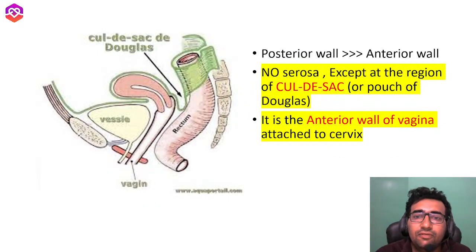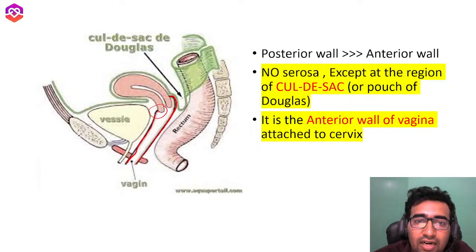If you look at the wall of the vagina, see, I'm drawing here. This is the anterior wall. Anterior means front portion. This is the posterior wall. Can you see? The posterior wall is a little bit elongated. The anterior wall is shorter than the posterior wall. Which wall touches the cervix, anterior wall or posterior wall? Of course, you can see this region. The anterior wall touches the cervix.